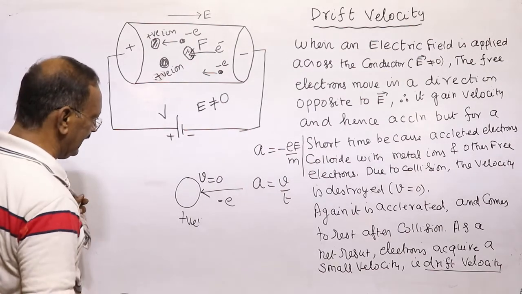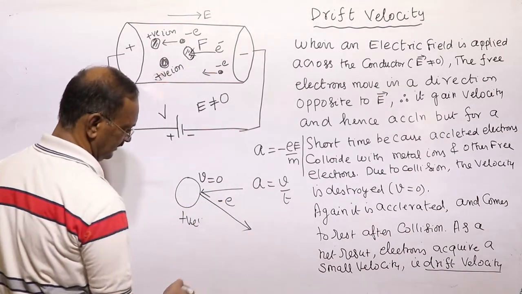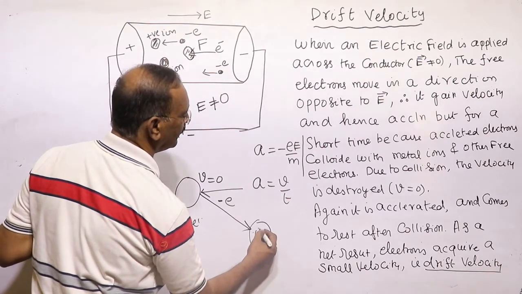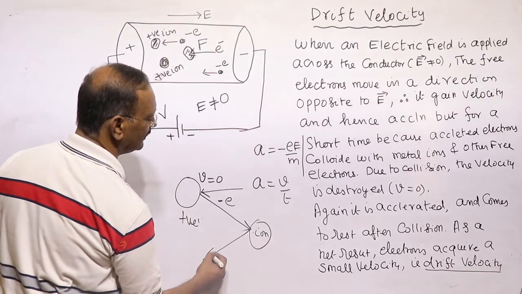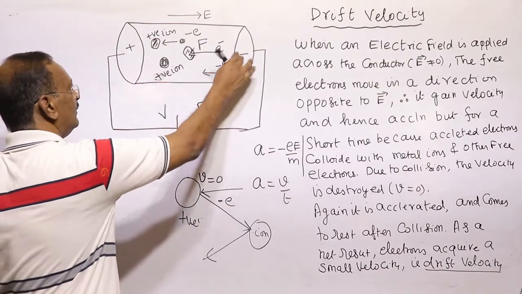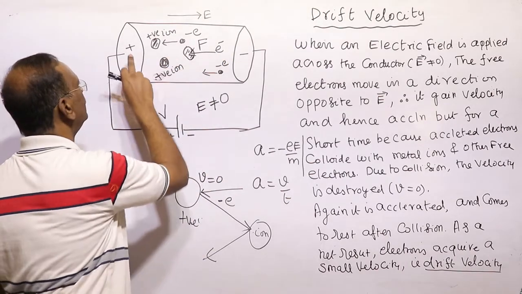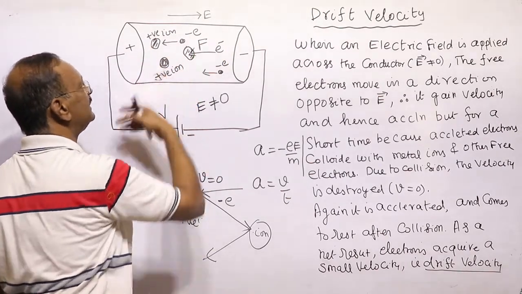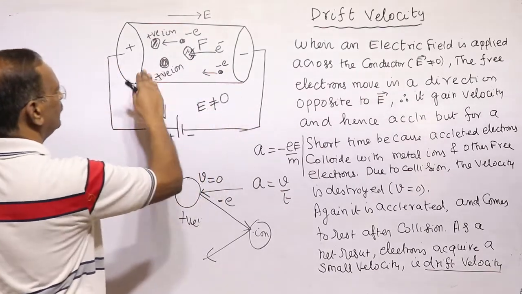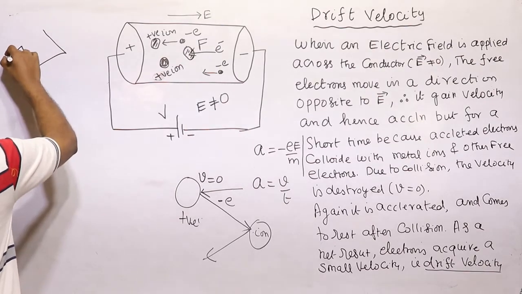After collision, it will not go directly. It will bounce like this, and again collide with another positive ion, then move like this. So the electron cannot flow straight on applying the electric field. It should go like this, but it cannot. It will go like this, like this, like this. Finally, it will go in a zigzag pattern.